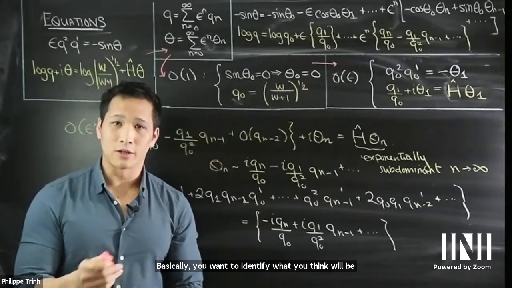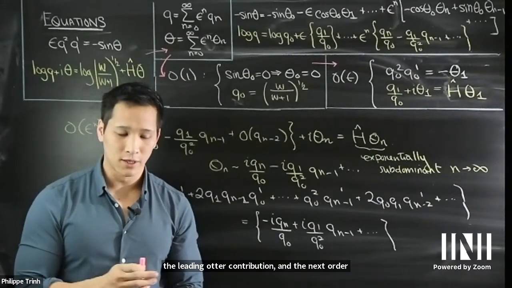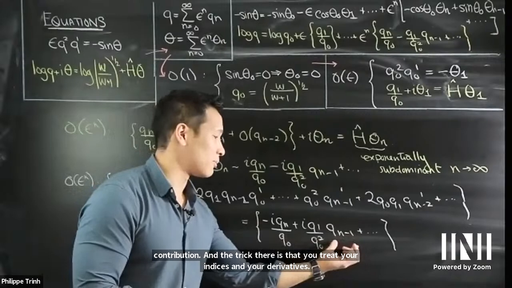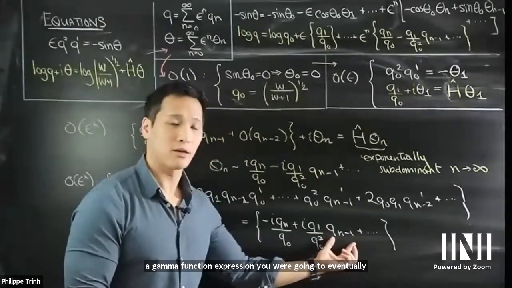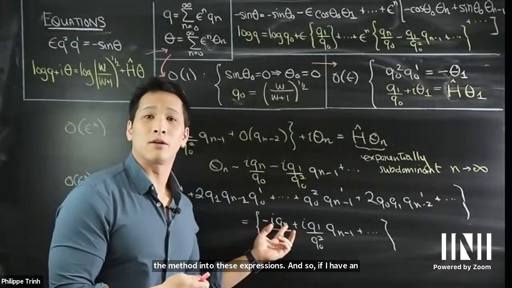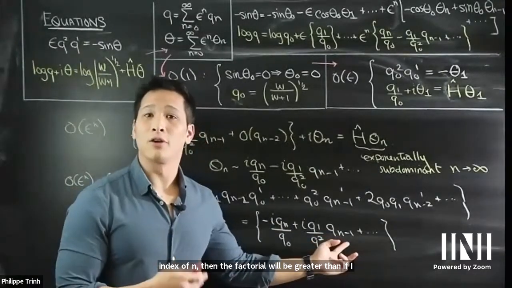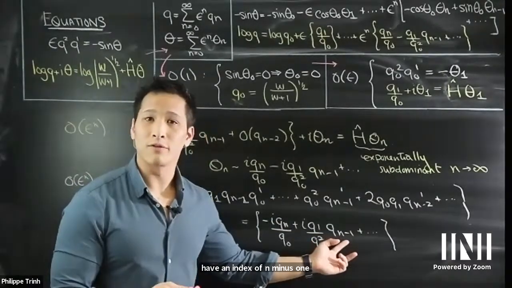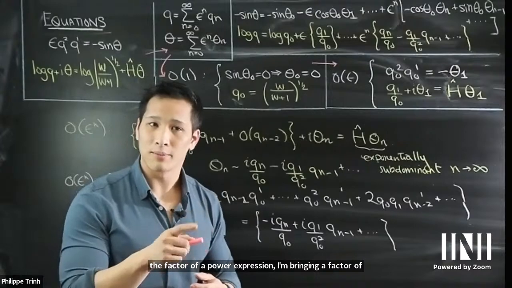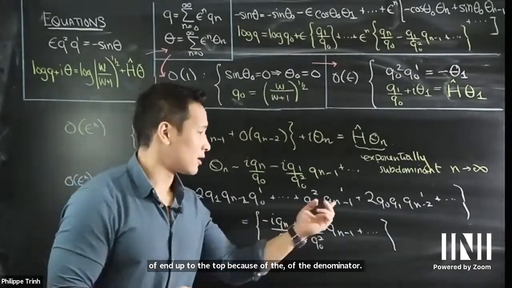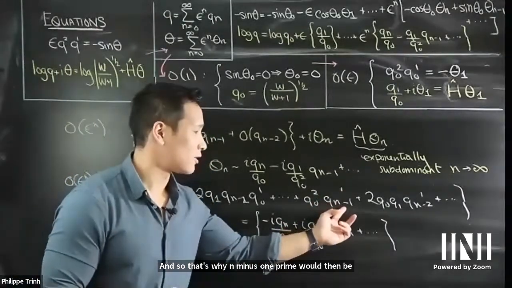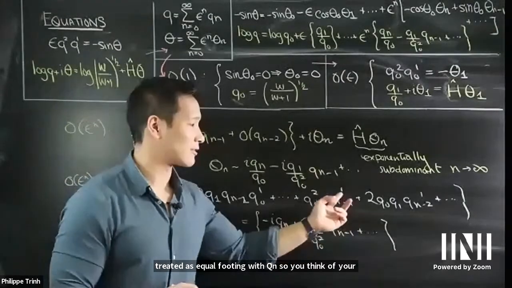And the trick there is that you treat your indices and your derivatives on equal footing. When you have a gamma function expression, we're going to eventually put in our factorial over power ansatz into these expressions. If I have an index of n, then the factorial will be greater than if I have an index of n minus 1. On the other hand, if I take a derivative of the factorial over power expression, I'm bringing a factor of n up to the top because of the denominator. And so that's why qn minus 1 prime would be treated as equal footing with qn. So you think of an index shift of minus 1 as equivalent to a derivative here.